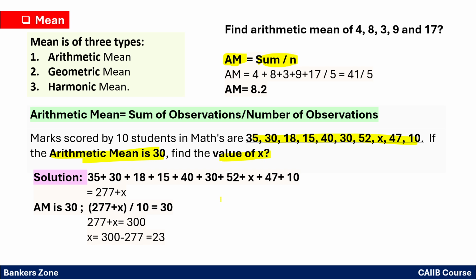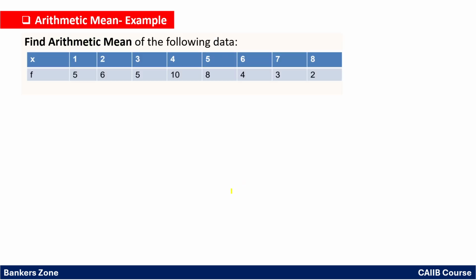Very simple, right? Okay. Now finding the arithmetic mean. See, find the arithmetic mean of the following data. What they have given? They have given the variable x and the frequency of that variable. What is frequency? Frequency means simply how many times that number is repeated. Frequency means repetition, right? So see what it means. f is 5 means what? 1 we have to take 5 times. 2 we have to take 6 times, 3 we have to take 5 times, 4 is repeated 10 times, 8 is repeated 2 times.